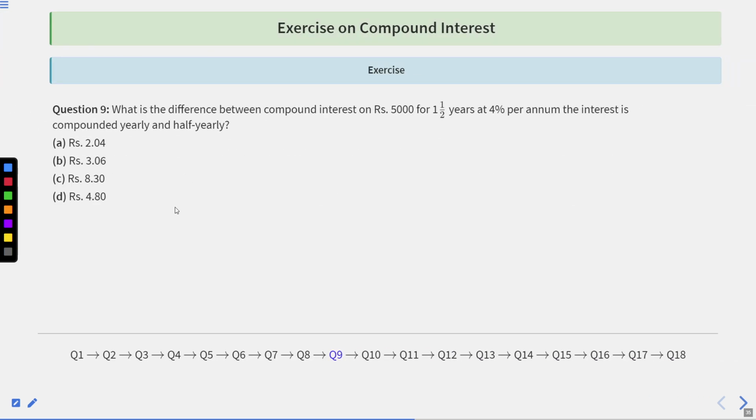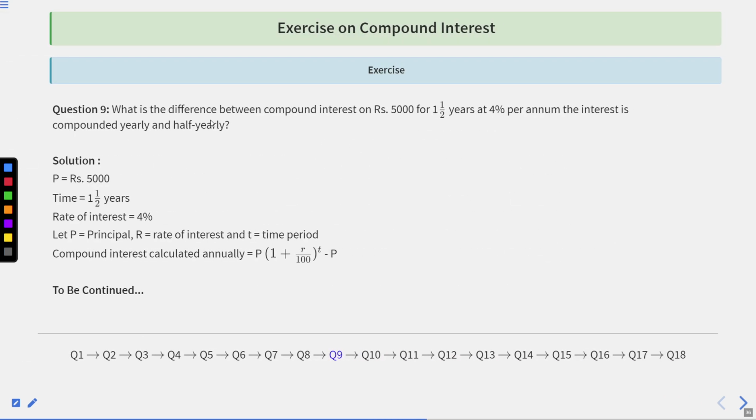Question number 9. What is the difference between compound interest on 5,000 for 1.5 years at 4% per annum, when the interest is compounded yearly and half yearly? So principal is given to be 5,000 and the time is 1.5 years. The rate of interest is 4%, with P being principal, R rate of interest and T time. So the compound interest calculated annually is P times (1 + R/100)^T minus P.